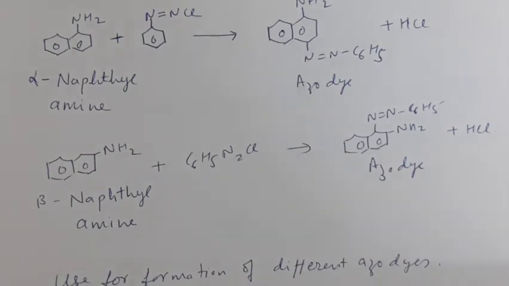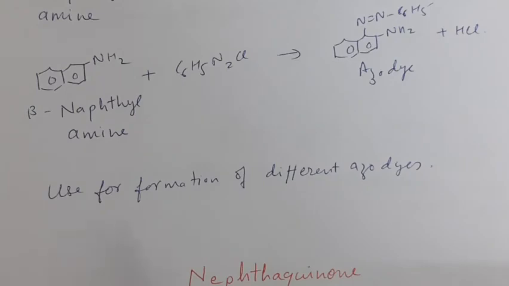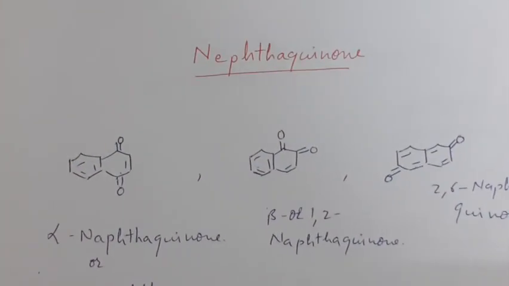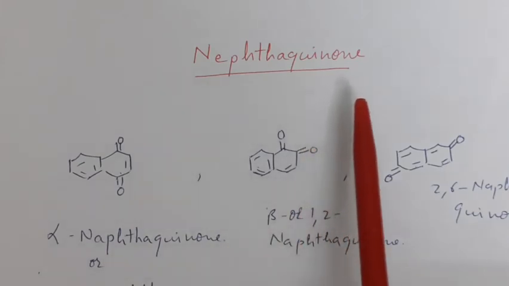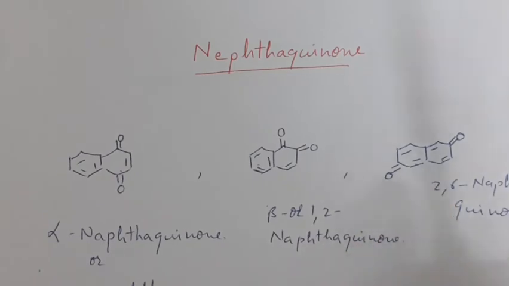So these are the properties of naphthylamine, alpha and beta naphthylamine. They are both used for the formation of different azo dyes. The next derivative of naphthalene is naphthaquinone. The naphthaquinone has 3 forms: the alpha naphthaquinone, the beta naphthaquinone, which is also known as 1,2-naphthaquinone, and the 2,6-naphthaquinone.